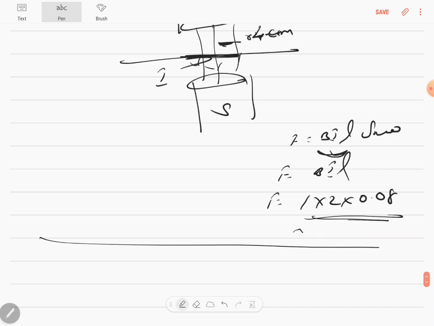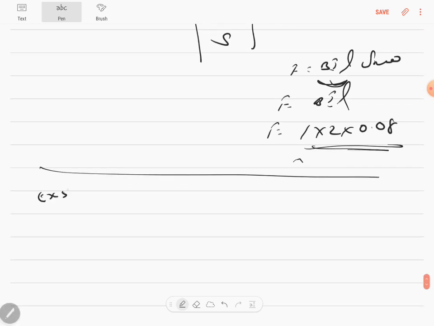NCERT. Example 56. The horizontal component of the Earth's magnetic field. That's not there in portions, right? Horizontal component of Earth's magnetic field is not there. That part of the portions is not there for you. Okay, and we'll take it. Want me to take it or not?